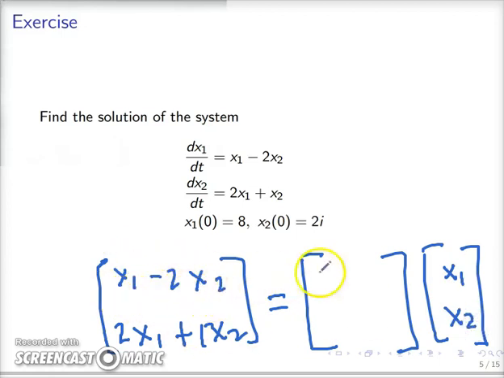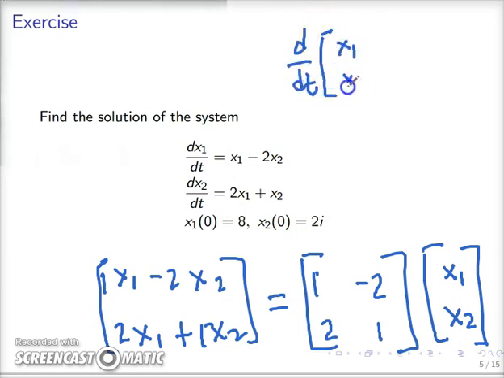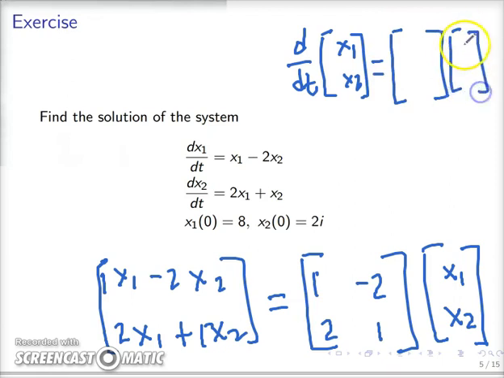So what we're doing is collecting the coefficients. We look at that expression. This would be 1 x1 minus 2 x2. So in the first row we write 1 and minus 2. On the second row we write 2 and positive 1. So you can rewrite this system as the derivative with respect to time of vector x1 x2 equal to a matrix vector product where the vector has entries x1 x2, the vector of state variables, and the matrix is 1 minus 2 and 2 1. Okay, so that's the first step, to rewrite the equations in matrix vector form.